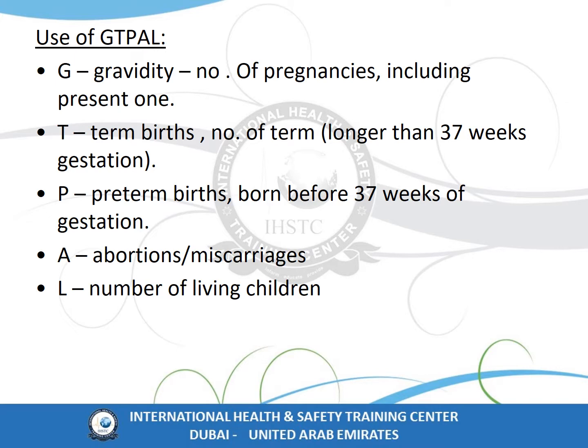Use of GTPAL. G is gravidity, the number of pregnancies including the present one. T is the term births, the number born at term, that is longer than 37 weeks of gestation. P is the preterm births, the number born before 37 weeks of gestation. A stands for abortions or miscarriages, the number of abortions or miscarriages. A termination of pregnancy after 20 weeks of gestation is referred to as therapeutic termination. L is the number of current living children.